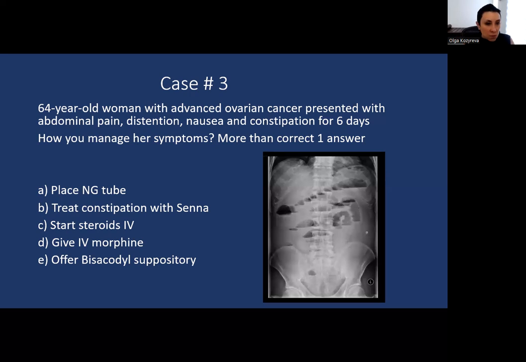What we don't want to do is give her senna, right? Because it will stimulate her bowel, and she will have more pain. We can offer her a bisacodyl suppository because she's constipated. It's kind of decompressing from below. If that's not effective, we can offer her an NG tube.